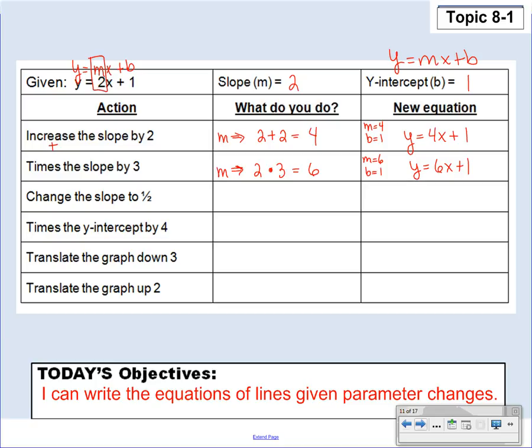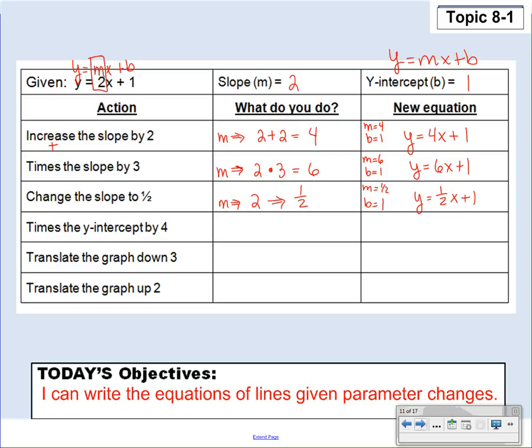Next one says change the slope to 1/2. So again, only our slope is being affected. Our slope, which was originally 2, now becomes 1/2. So our new slope is 1/2. Nothing happened with the y-intercept. It's still a 1. So we get y equals 1/2 x plus 1.